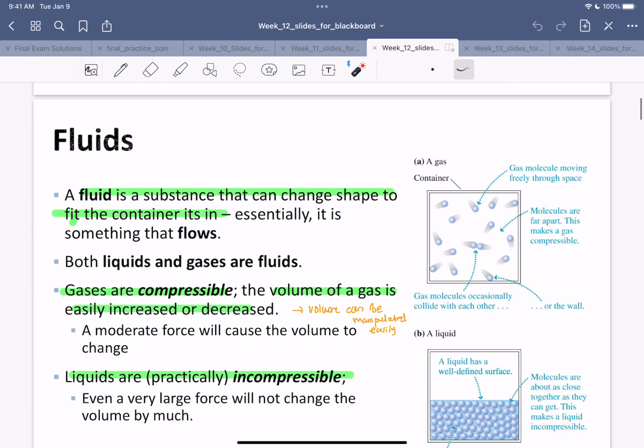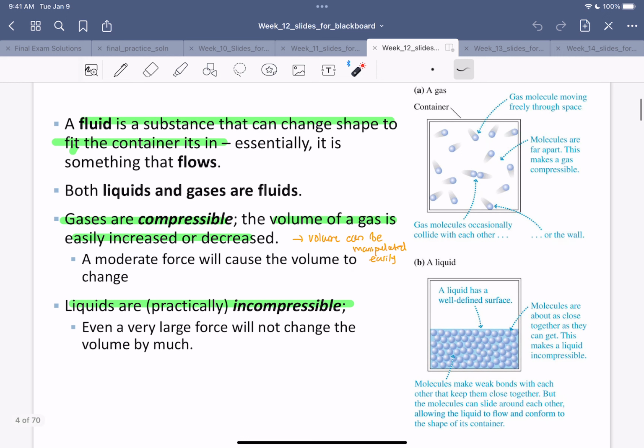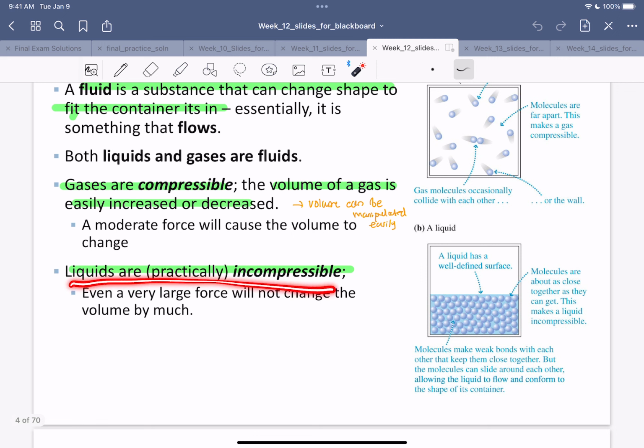So fluids, right, are substances that can change shape and fit the container that they're in, right? There are two different types of fluids though, liquids and gases. So there's a big difference between gases and liquids in their compressibility. So compressibility is whether or not you can compress a gas, squeeze it down, change its volume like that. So liquids are practically incompressible while gases are compressible.